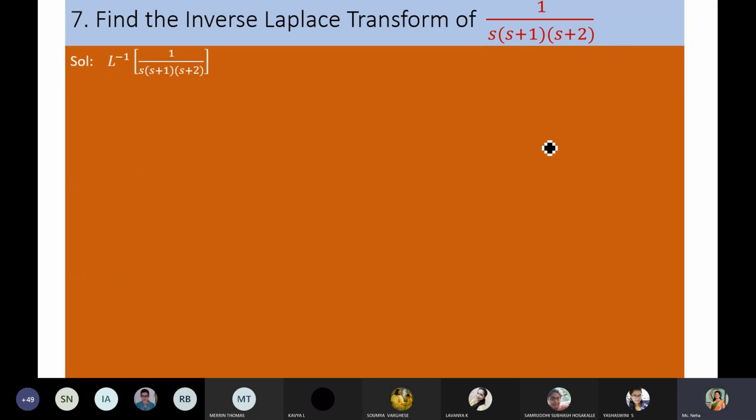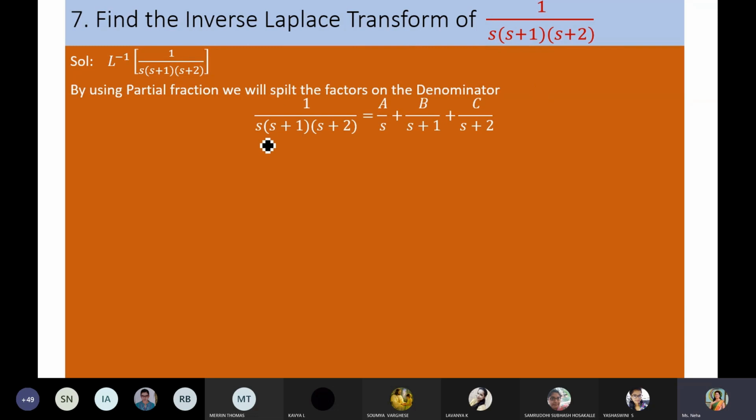Okay. So we have to find the Laplace transformation of this function. What will we do? By using partial fraction, we will split the factors in the denominator. First we will take the inside thing, simplify it, and then apply the inverse formula. So 1 divided by s into s plus 1 into s plus 2. Since we have three factors, three constants will come, and under every constant one factor will come: a by s plus b by s plus 1 plus c by s plus 2.